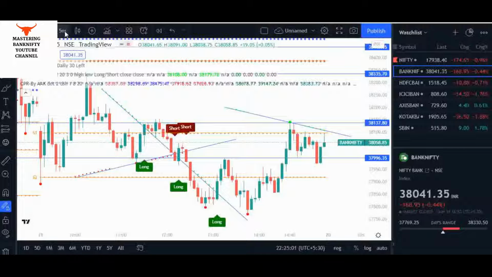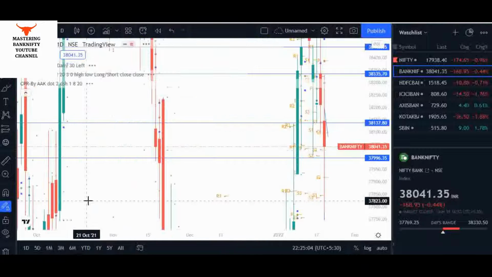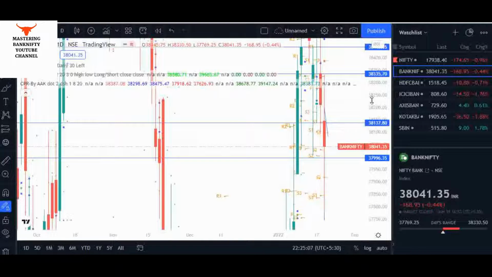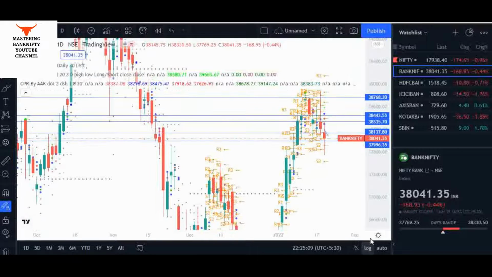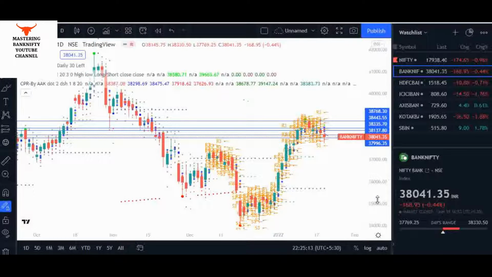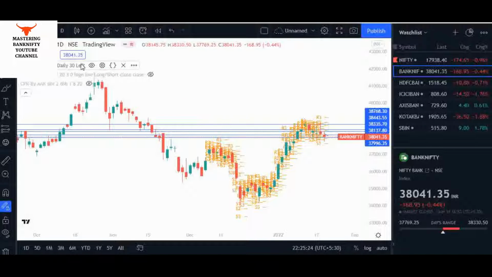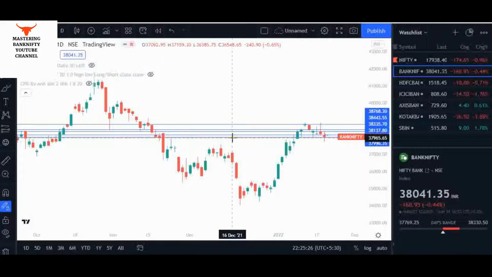So first let me go to the daily chart, as usual. The daily chart will clearly give the indication of the trend. So first you always need to go to the daily chart. You need to change the timeframe here to daily. Let me hide the other indicators.